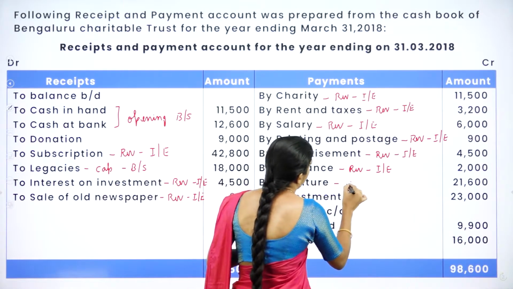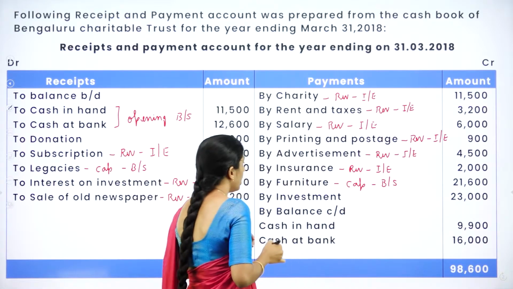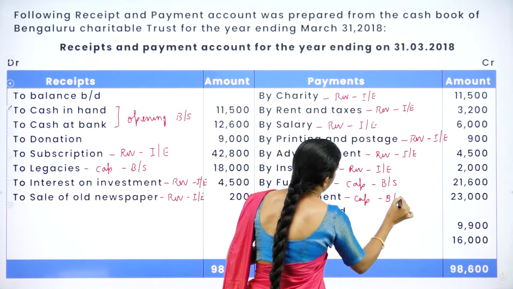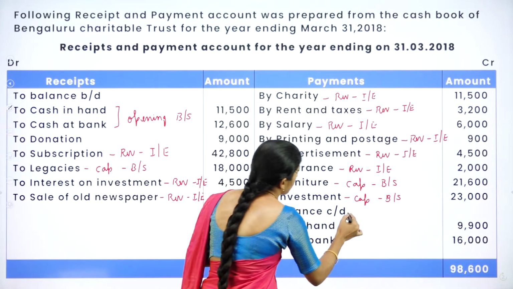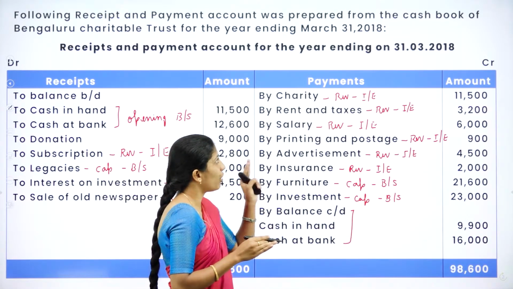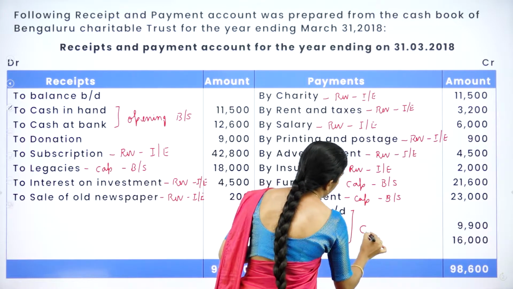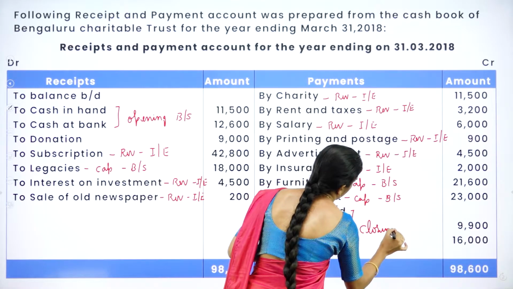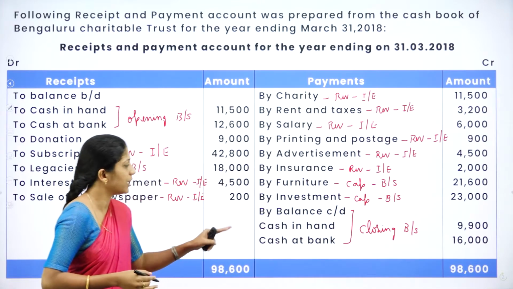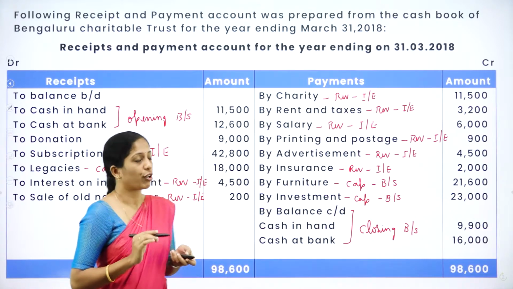Furniture is a capital item. It is a fixed asset, so it comes under the balance sheet. Next, investment is also a capital item, and it comes under the closing balance sheet. Next, by balance carried down, that is cash in hand and cash at bank, the closing balance of the receipt and payment account, comes under the closing balance sheet. Whereas opening cash in hand and cash at bank come under the opening balance sheet, closing cash in hand and closing cash at bank come under the closing balance sheet of the firm.